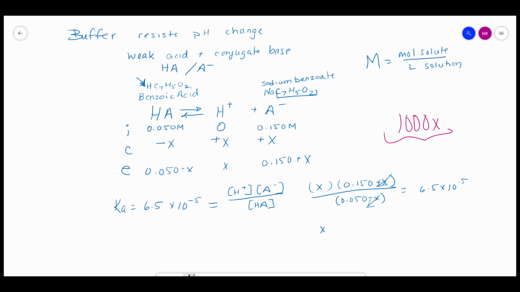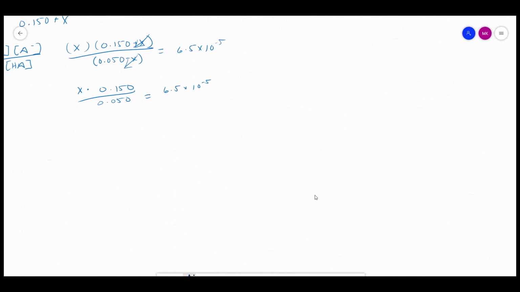So then I'm going to go through these steps, x times 0.150 over 0.050, and that's going to be equal to my Ka value, 6.5 times 10 to the negative 5. And now we're going to need to calculate. Now, just briefly, the algebra for this, we multiply both sides by the denominator. So 6.5 times 10 to the negative 5 times 0.05. You should get 3.25 times 10 to the negative 6 for that. And now divide both sides by 0.15.